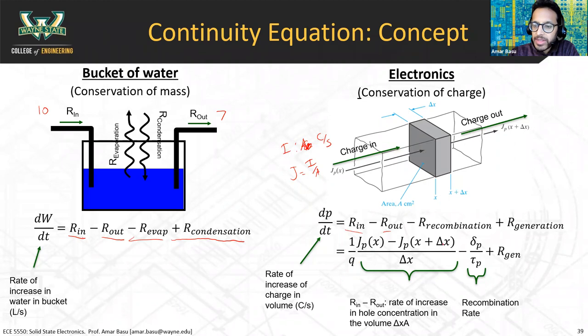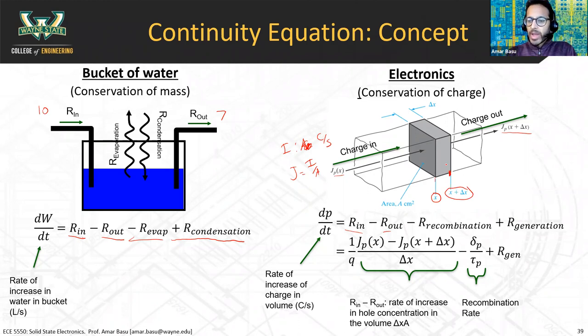And then here, this is the thing I would like you to understand. The current going in is Jp of x. X is right here, it's the left side of the gray volume. So the current right at this point x is the current going into the volume. And at x plus delta x, this is the other side of the volume, the right side of the volume. There's a current Jp of x plus delta x. So that is the rate of charge going out. Jp of x is the rate of charge going in. Jp of x plus delta x is the charge going out. So that's where these two come from, the difference between the two. And this delta x here is the distance between these two.